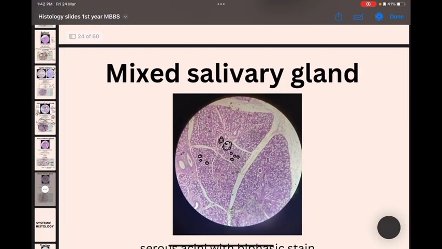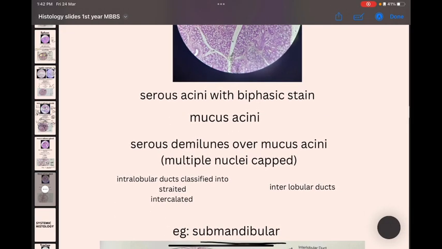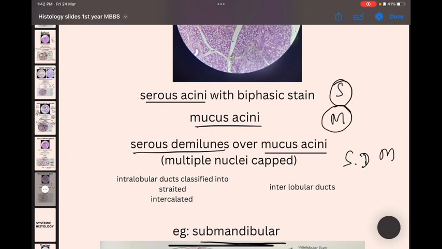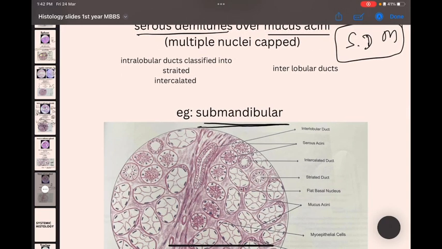Coming to mixed salivary glands, the last slide of your general histology slides. It contains mucous acini as well as serous acini. Okay, and then again over the mucous acini it contains serous demilunes. Let us repeat again. It contains serous acini, it contains mucous acini, and then on the mucous acini it also contains serous demilunes. Okay, serous acini, mucous acini separately, and then serous demilunes over mucous acini. Again, interlobular ducts and intralobular ducts classified into striated and intercalated.